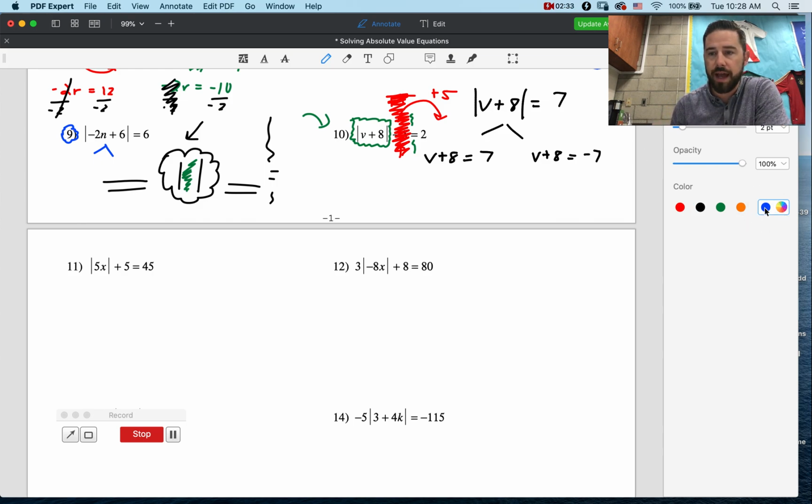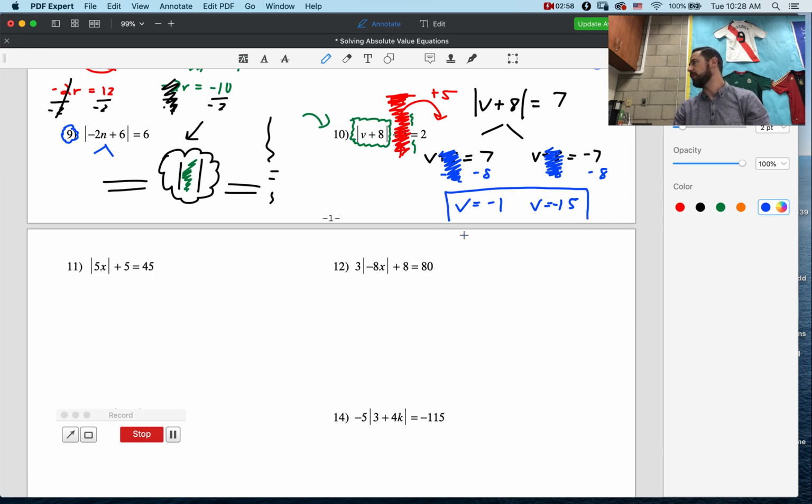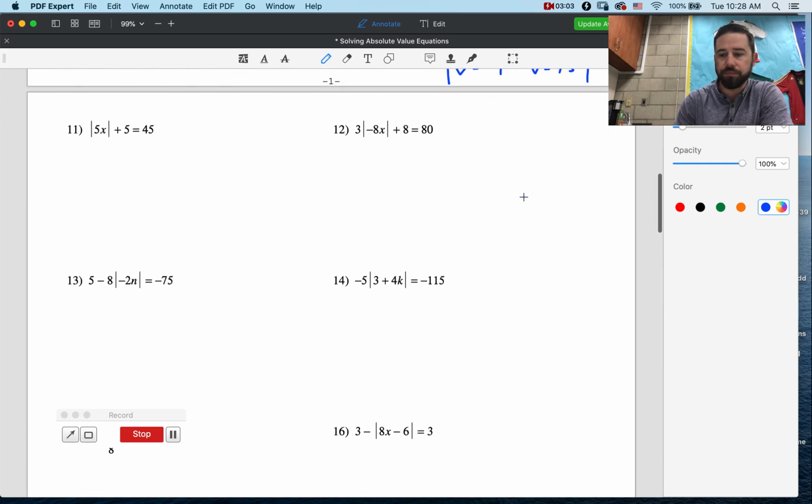So then we just attack here. We can subtract 8 from both sides of each equation, because we want to get this v by itself. That's gone, and that's gone. And we have v equals -1, and we have v equals -15. And I think that's right. Hopefully I'm not making any mistakes so far. All right, so that's what we have going on there.